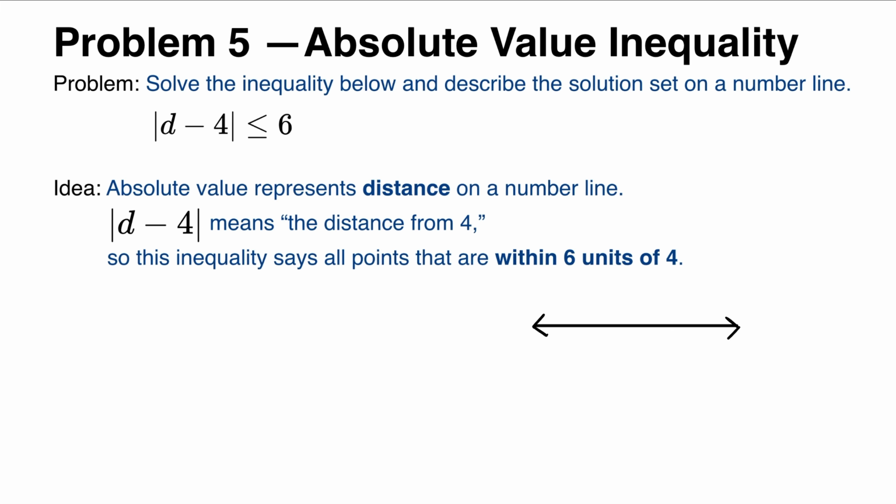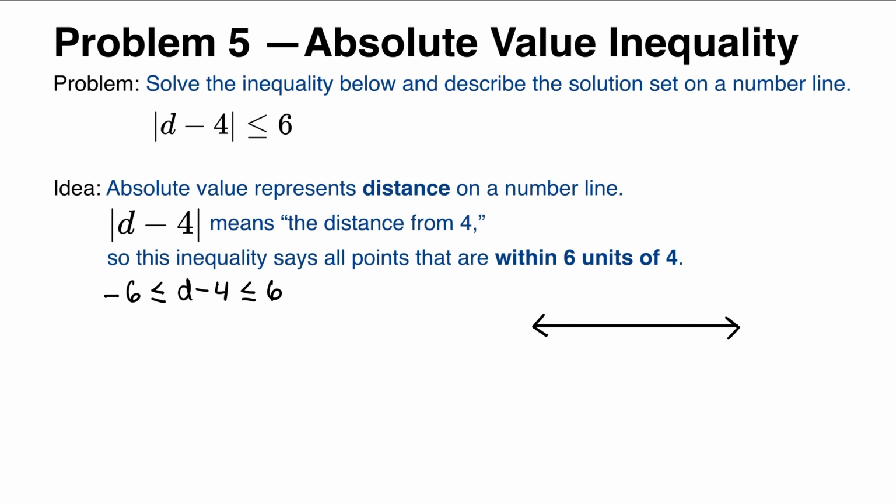Now, whenever you have an absolute value expression less than or equal to some number, you can rewrite it as the negative number. So in this case, that negative number is -6, less than or equal to the expression you're working with, which in our case is d minus 4, is less than or equal to +6.